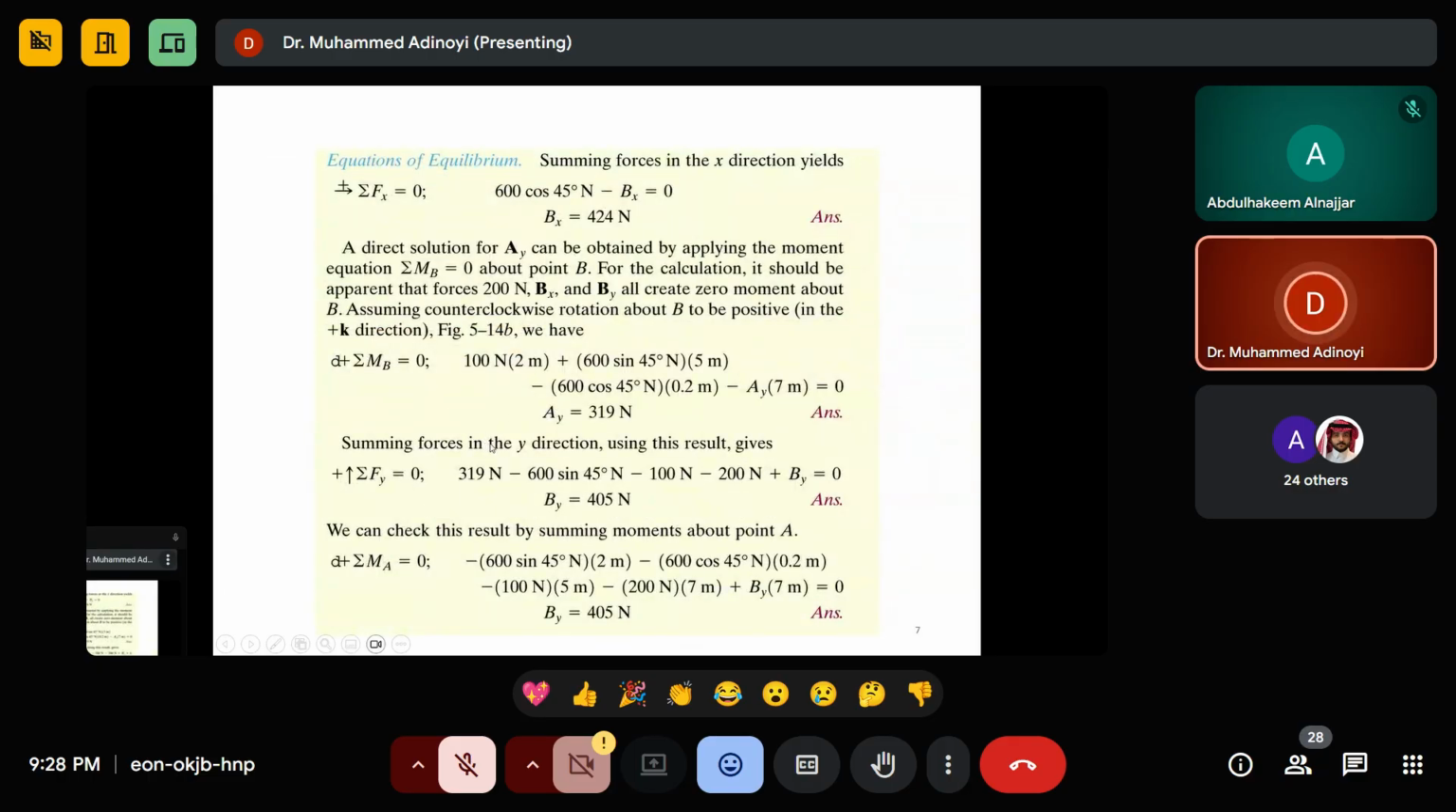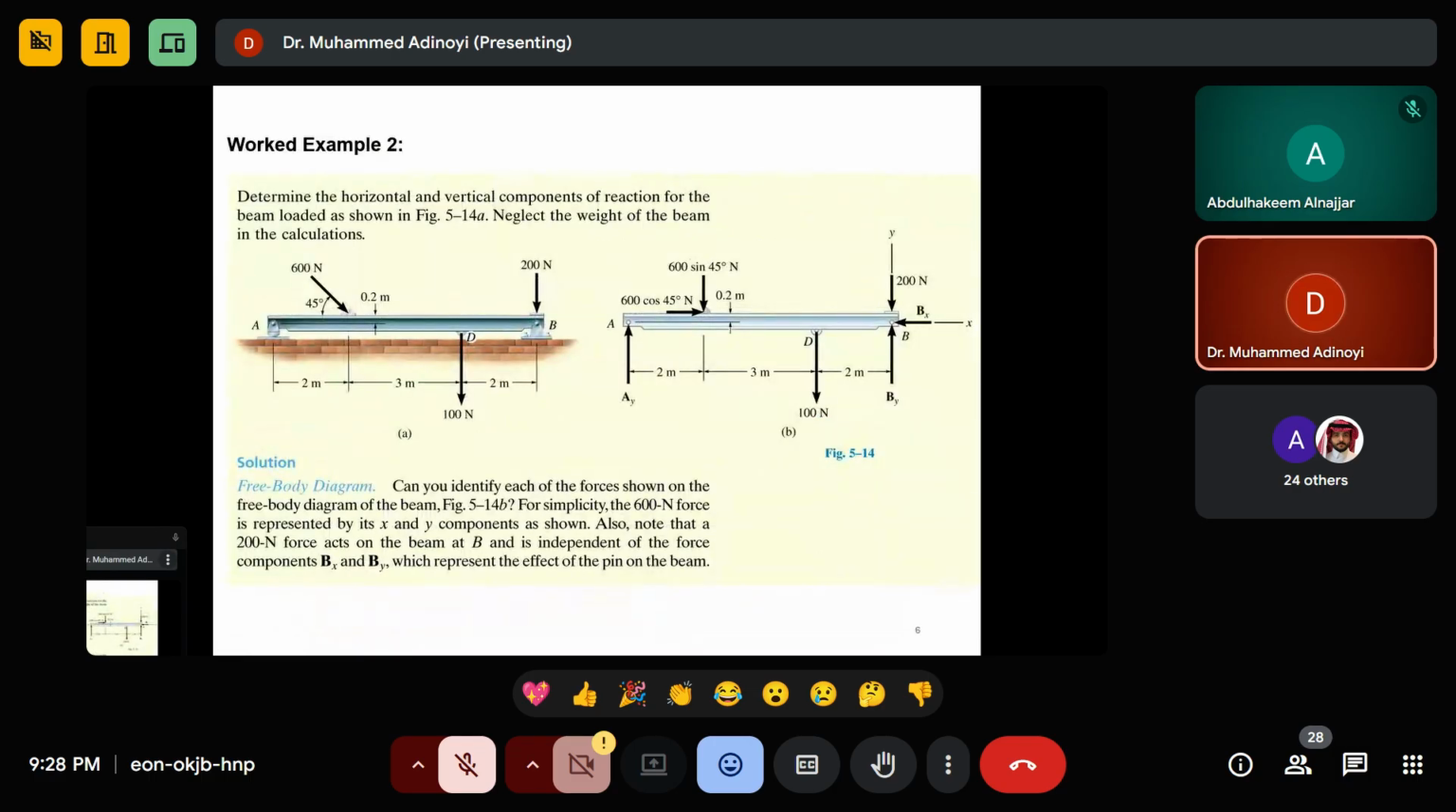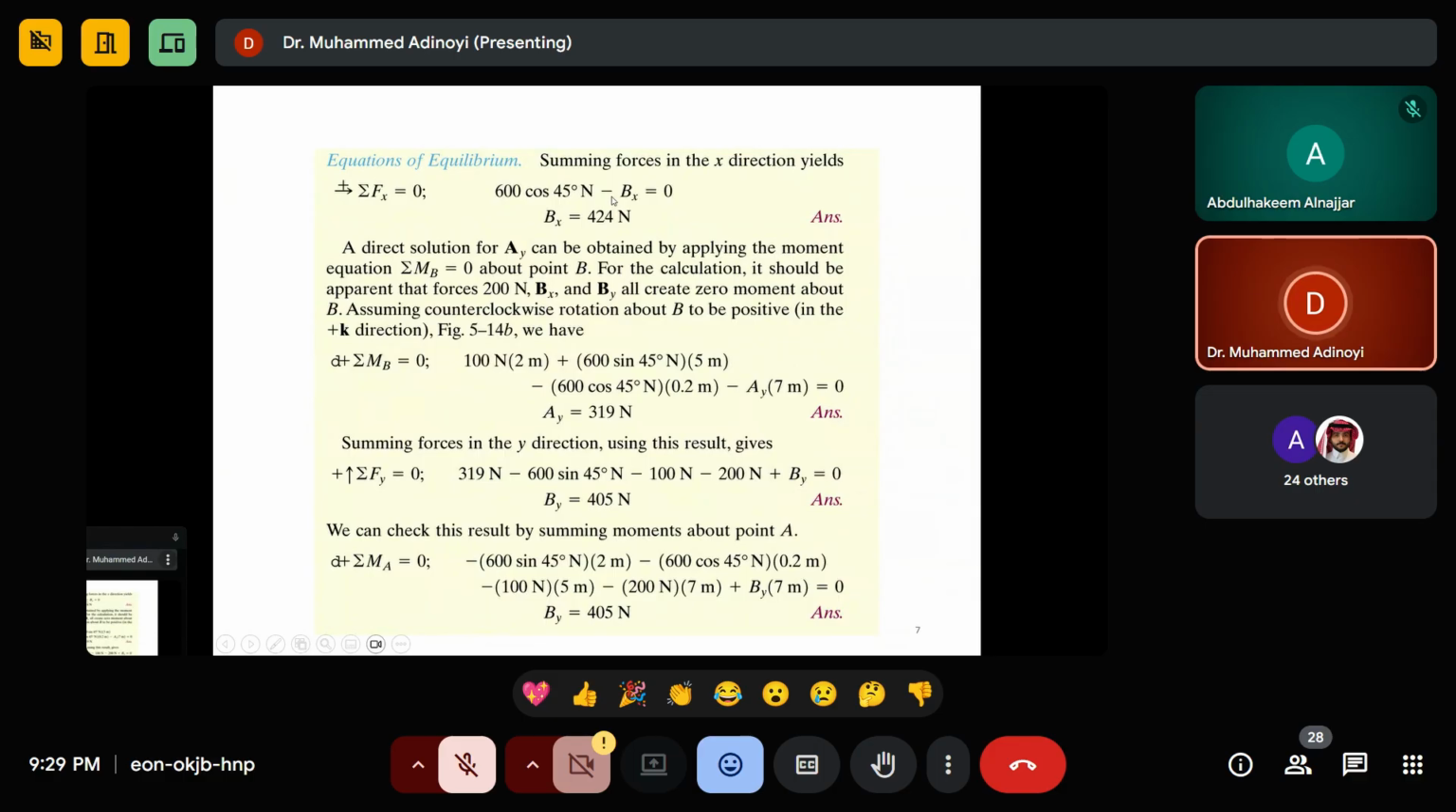So as we can see here, if we take the moment at B, initially what they do is they can find BX. You can find BX directly. How? Because this is the only force in the X direction, and this is the only force also in the X direction opposite to it. So it means that these forces are equal. That is why they are in equilibrium. So 600 cos 45 minus Bx is equal to 0. Look at it, 600 cos 45 minus Bx equals 0. So that's why Bx equals 424.